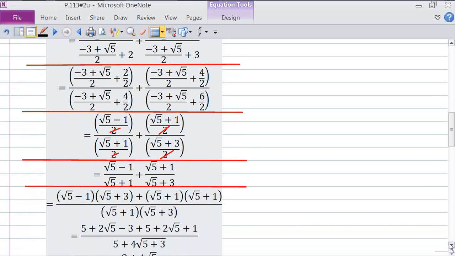Now, I've got my common denominator here, root 5 plus 1, root 5 plus 3. And because the common denominator is this, root 5 plus 1 goes into this, root 5 plus 3. So I'm going to multiply this by root 5 plus 3. Similarly over here, if I divide this into this, I'm left with root 5 plus 1. So I'm going to multiply this by root 5 plus 1.